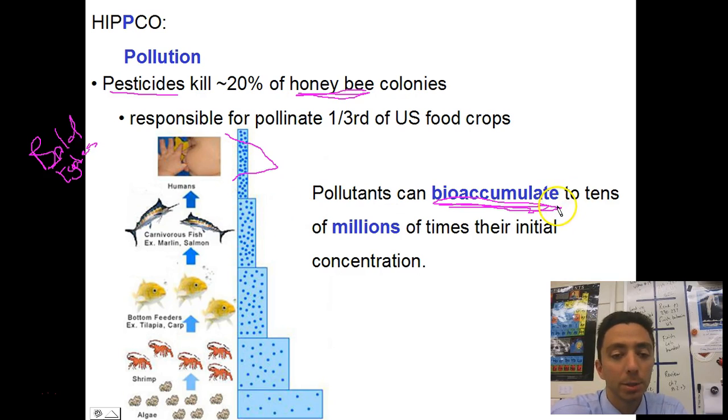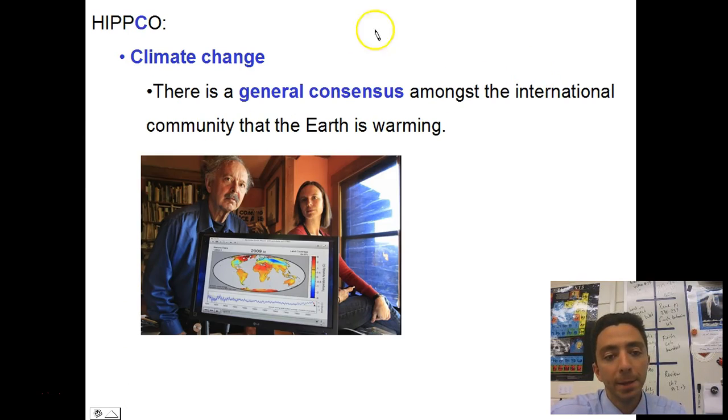And so bioaccumulation is a big problem with pesticides, with fertilizers, any of this type of water pollution that can get into the water. Typically, it's possible to bioaccumulate, especially if it's fat soluble.